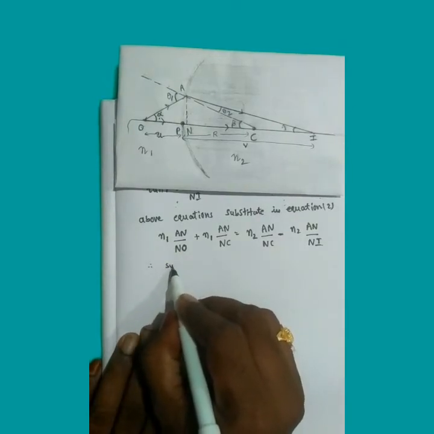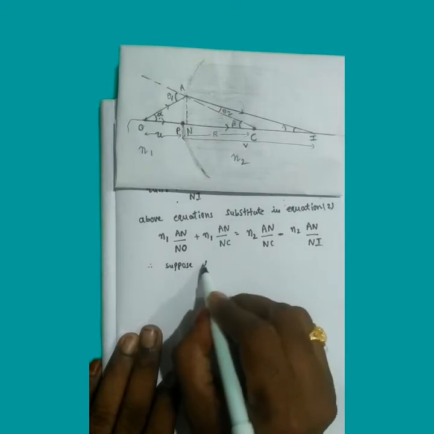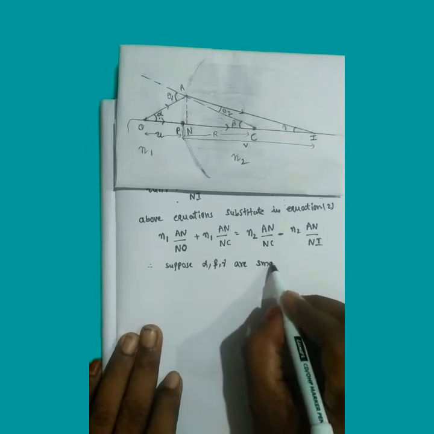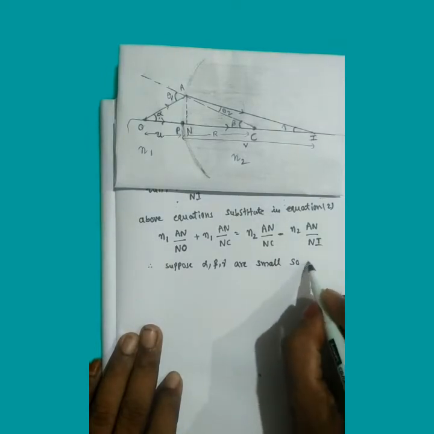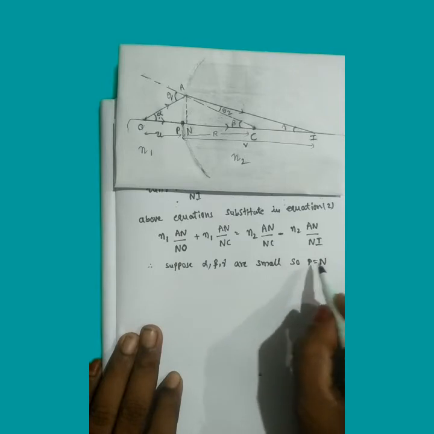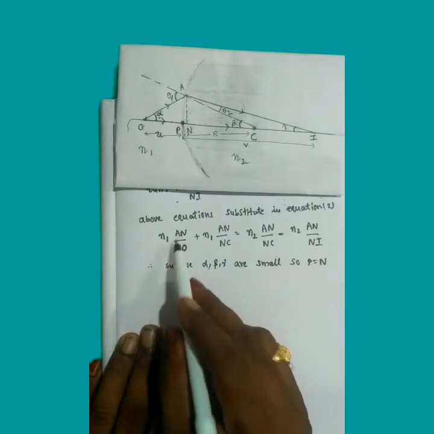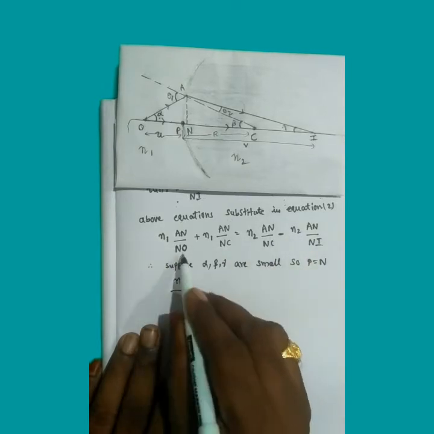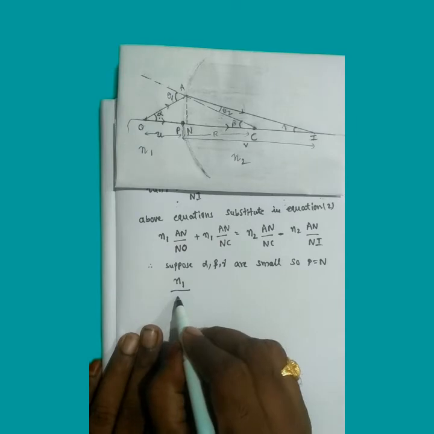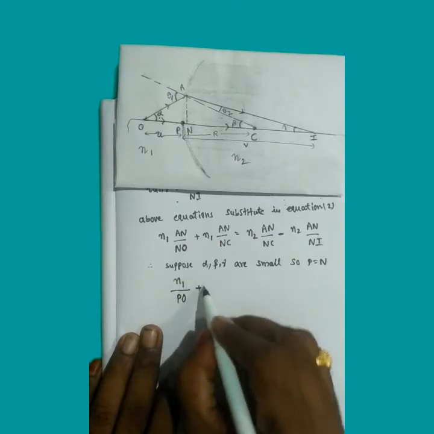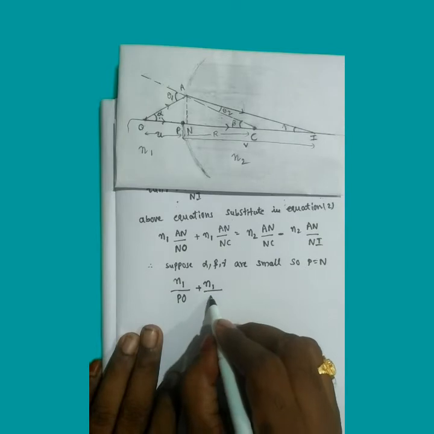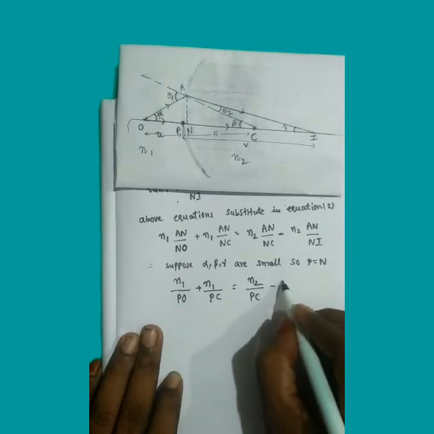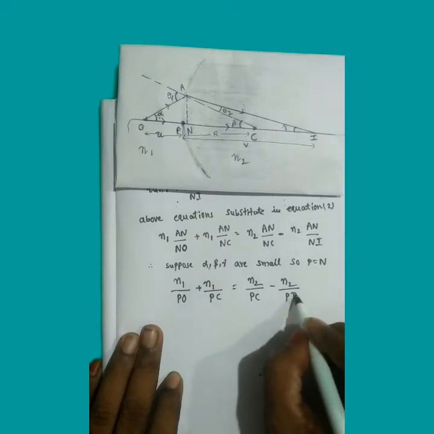So suppose alpha, beta, gamma are small. This is the approximation we are taking. So we can take p equals n. That means an is cancelled. That means n1 by n means p. That means n1 by PO plus n2 by PI equals n2 by PC minus n1 by PC.